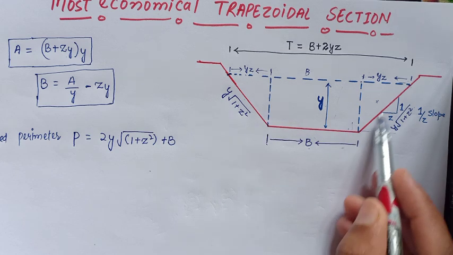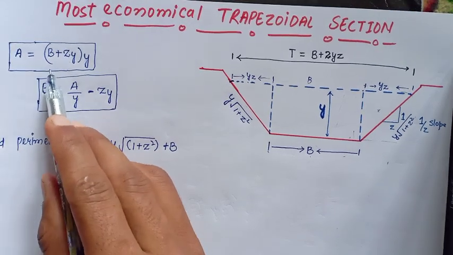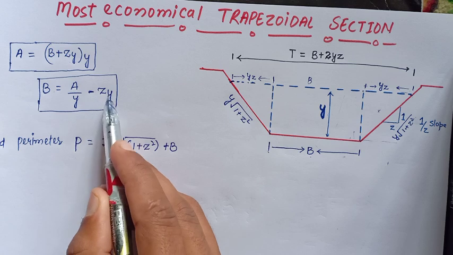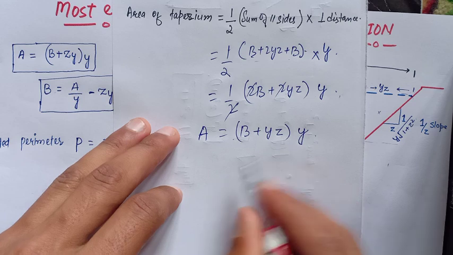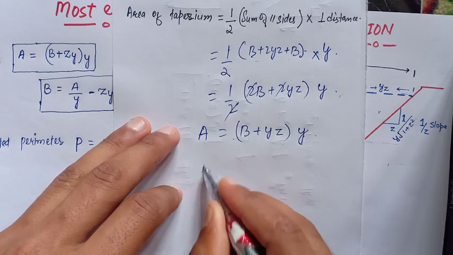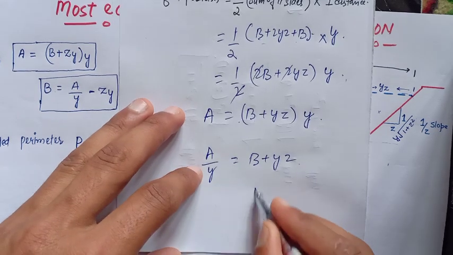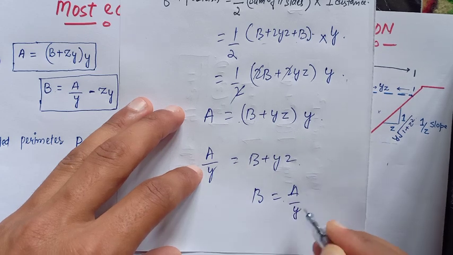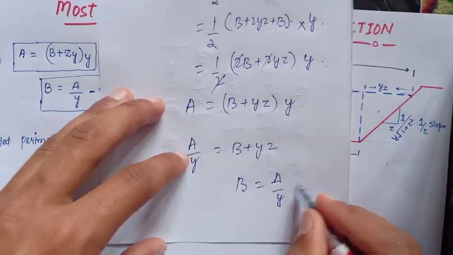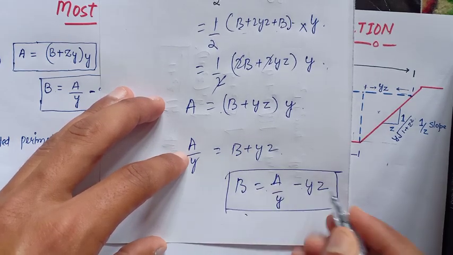Wetted perimeter will be from here to here. So from this area we can find out b. b will be equal to a by y minus zy. This is equal to area, so what we have to do is divide this. This will be a by y is equal to b plus yz. So b will be equal to a by y; if we take this on this side, it will be minus yz. So b will be equal to a by y minus yz.